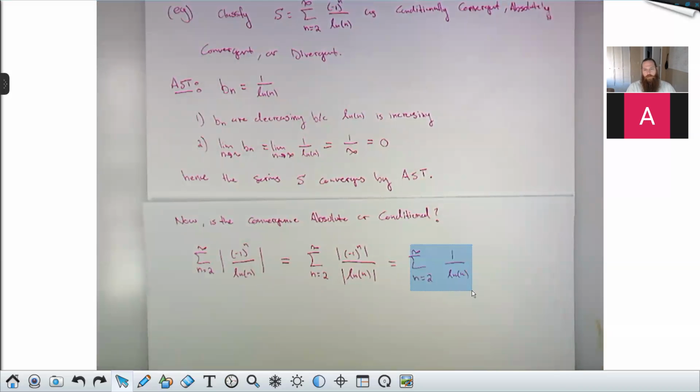Suppose this series were to converge. If sigma n equals 2 to infinity 1 over the natural log of n converges, what would we say? Would we say that this series is absolutely convergent, or would we say that the original series is conditionally convergent? I'll say it one more time. Suppose this series were to converge. What would that tell me about the original series? Would it tell me the original series is absolutely convergent? Or would it tell me that the original series is conditionally convergent?